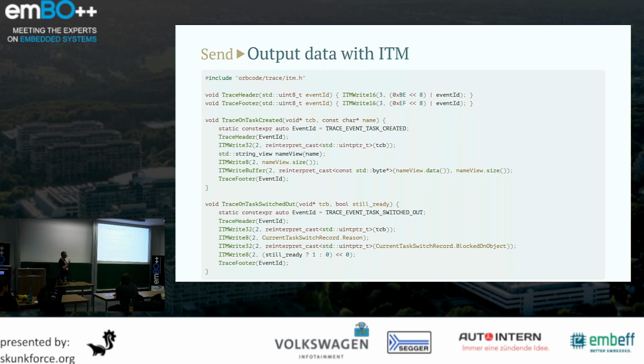For the task switched out, we are using the information that I showed you before in that trace blocked on something trace hook. So the switched out trace event will include the information about why the task was switched out. And yes, I know that I should probably use RAII for defining the header and footer.